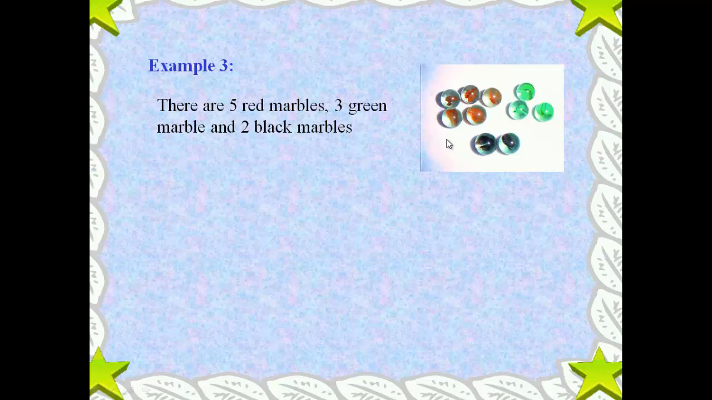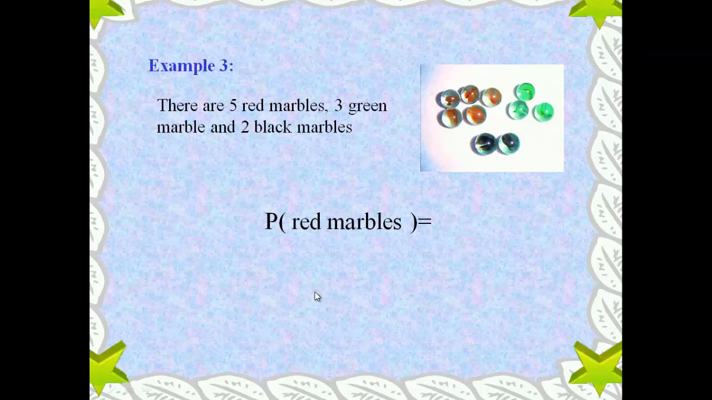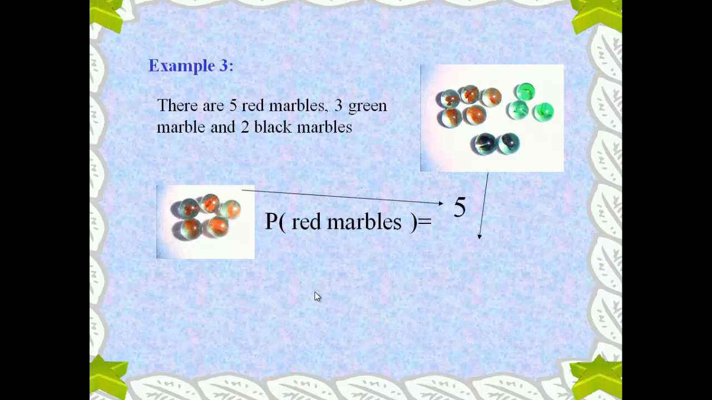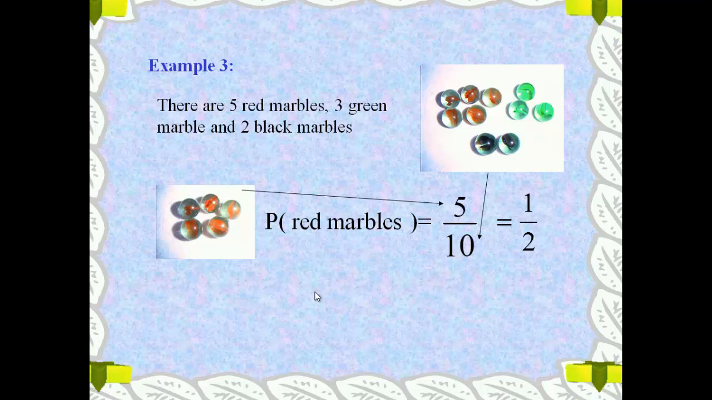Here we have 5 red marbles, 3 green marbles and 2 black marbles. So the probability of picking out at random a marble and it being red is 5 out of 10, which again is a half.